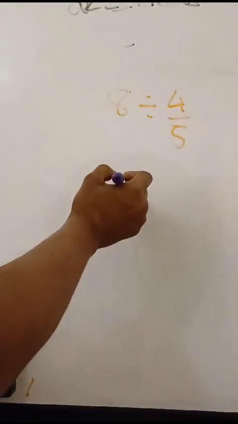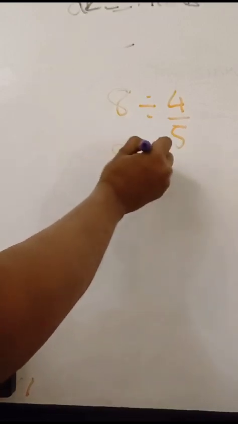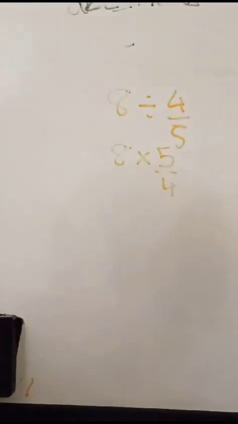So suppose that we have 8 divided by 4 over 5, 4/5. That will be 8 times 5 over 4. So we just flip the 4 and 5.